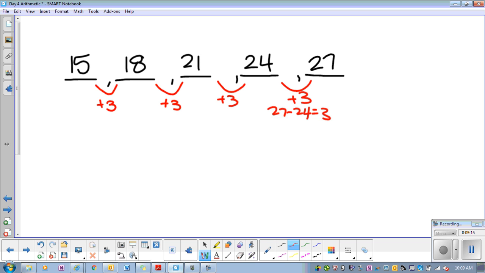Okay, so here's the thing. Sabrina gave me the first number in this list. Do you agree? The first number in this list has an N of 1 because it's the first term. Does that make sense? So my N for 18 is 2, right? What's the N for 21? What's the N for 24? N for 27? 5.